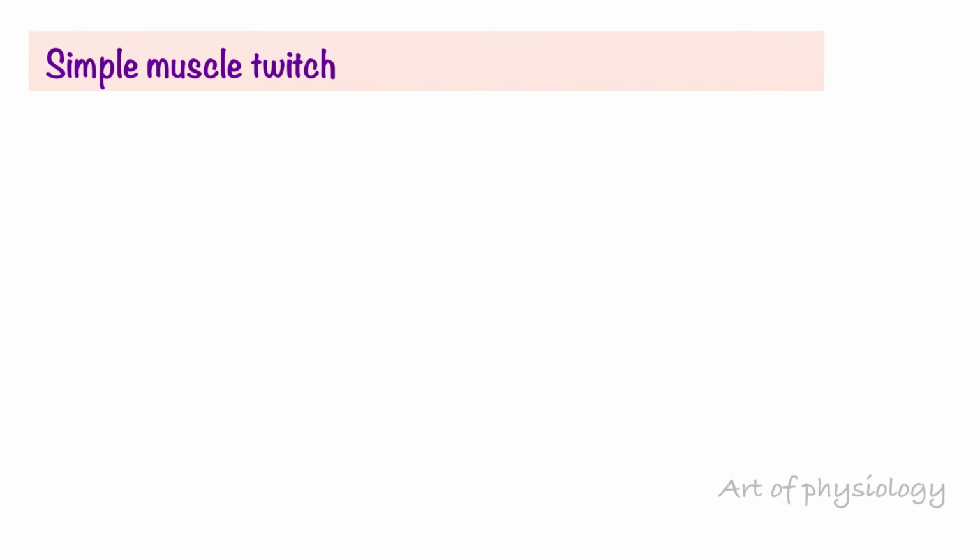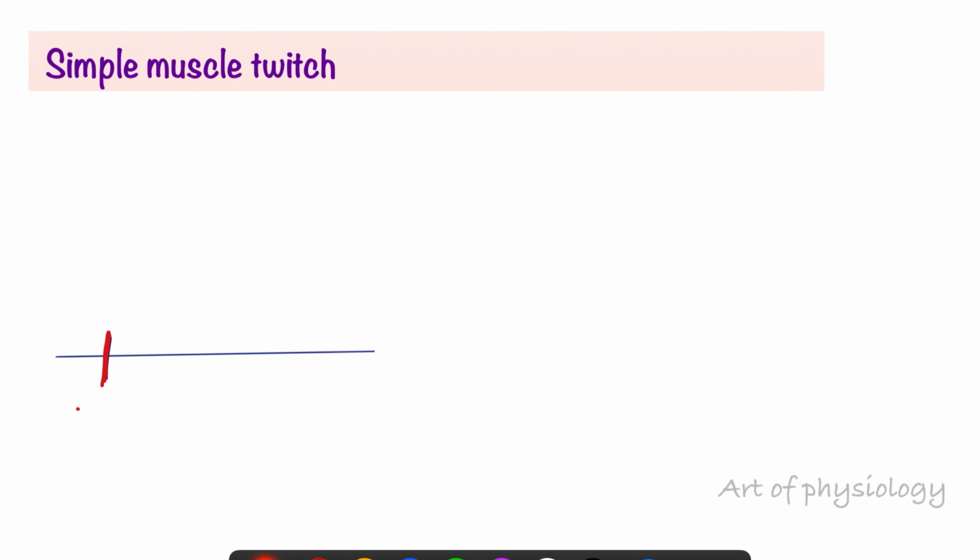Now we'll discuss the first graph, that is simple muscle twitch. This is a normal graph that you will get by this normal experimental setup. We have to study each point and each component of this normal graph. Then only you will be able to understand the remaining graphs. So now we'll start. This is a line and this is the baseline.